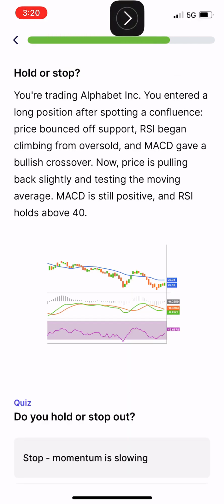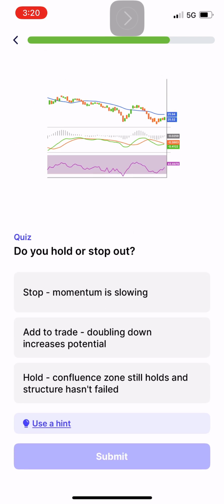Hold or stop. You're trading Alphabet Incorporated. You entered a long position after spotting a confluence. Price bounced off support. RSI began climbing from oversold, and MACD gave a bullish crossover. Now, price is pulling back slightly and testing the moving average. MACD is still positive, and RSI holds above 40. Quiz: do you hold or stop out?